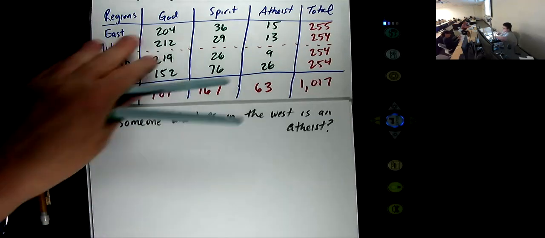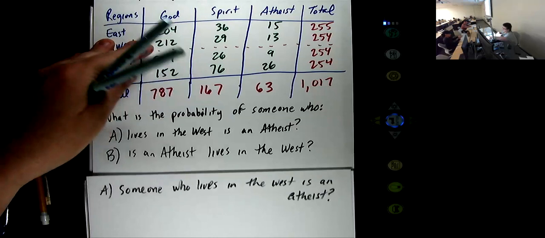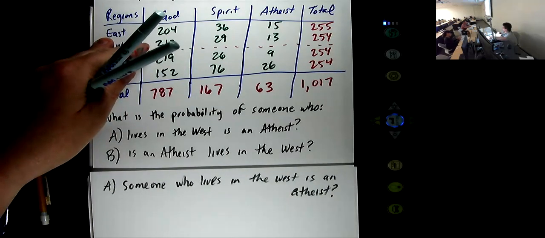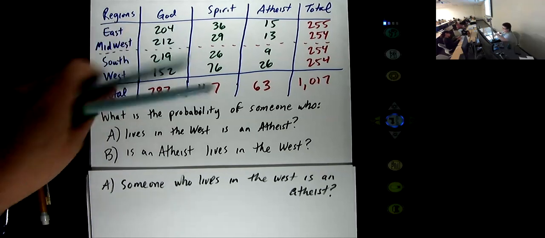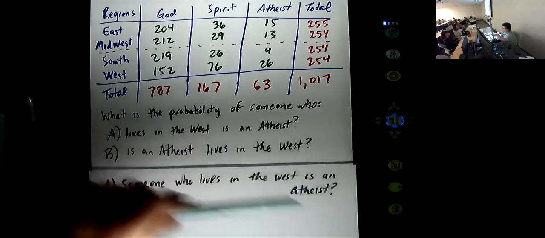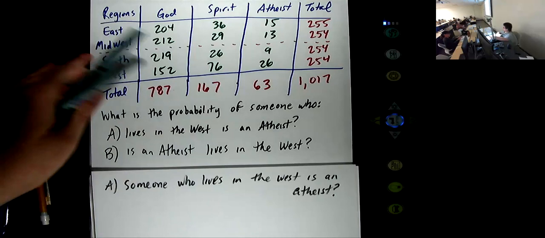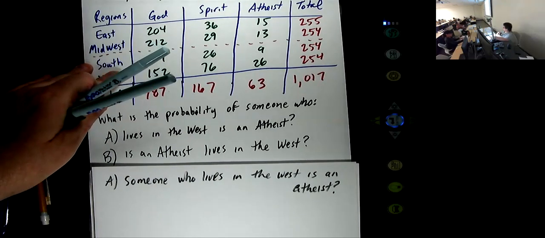You'll notice real quick, those sentences have the exact same words, but in a different order. Is an atheist and lives in the West. They just show up in a different order, and they drastically change the answer to this scenario.